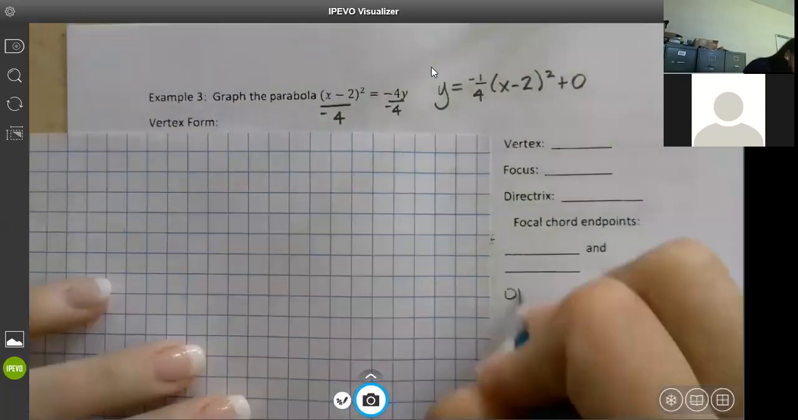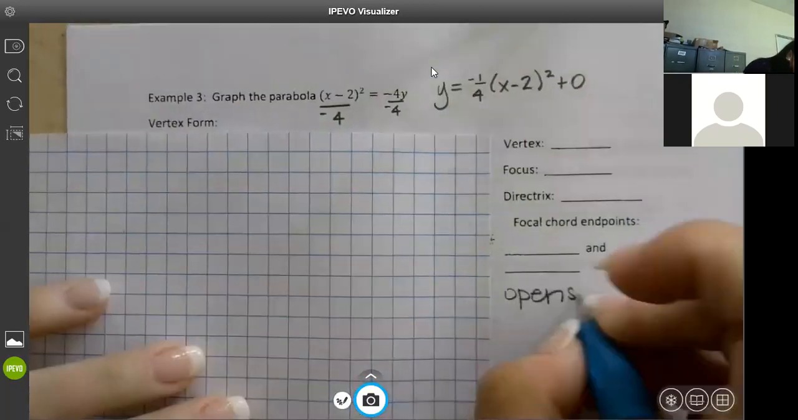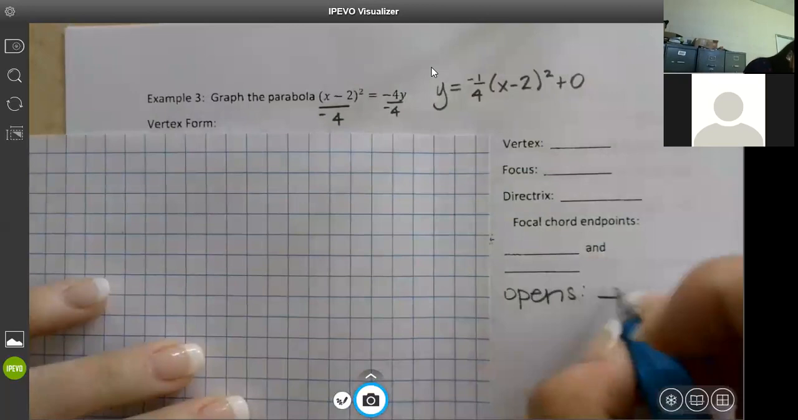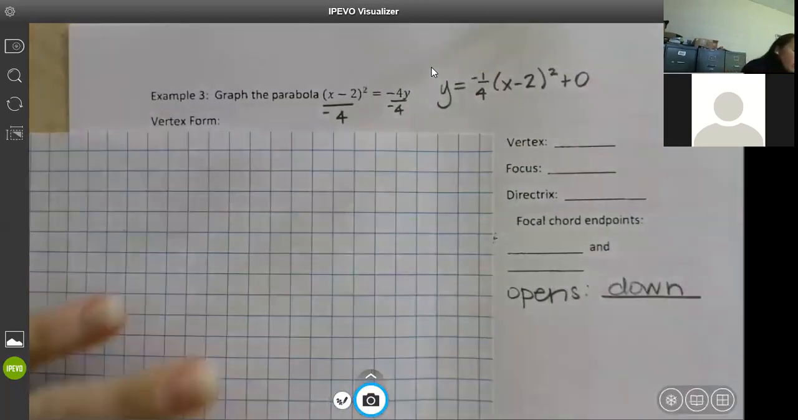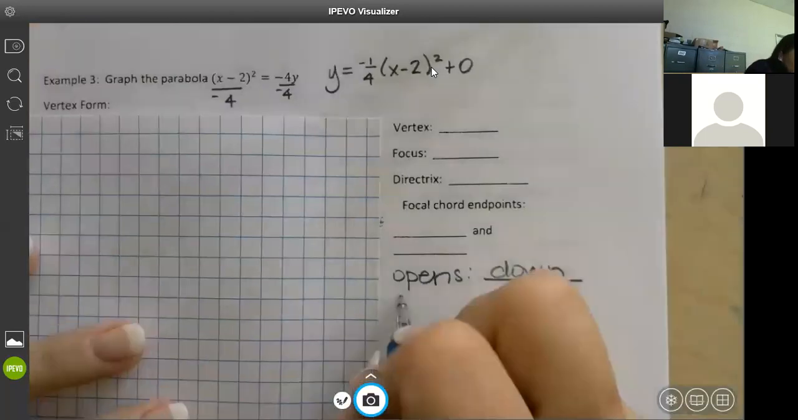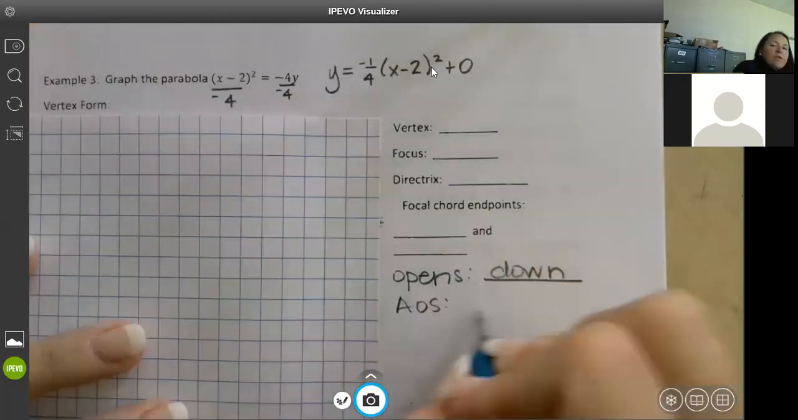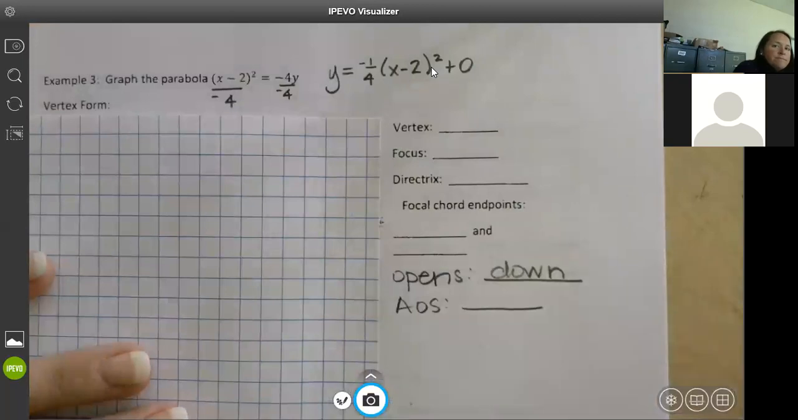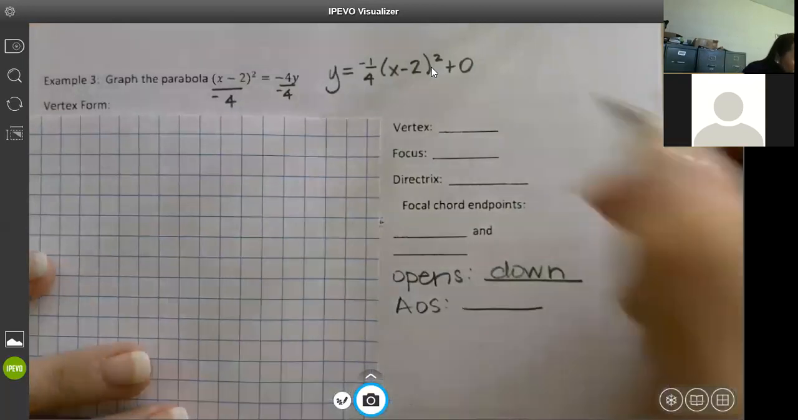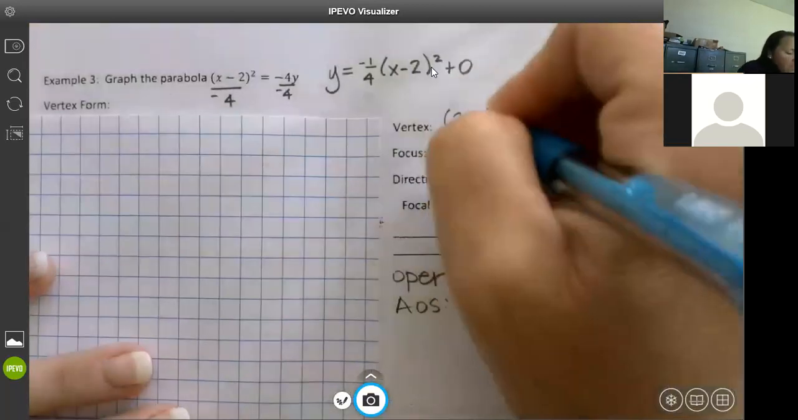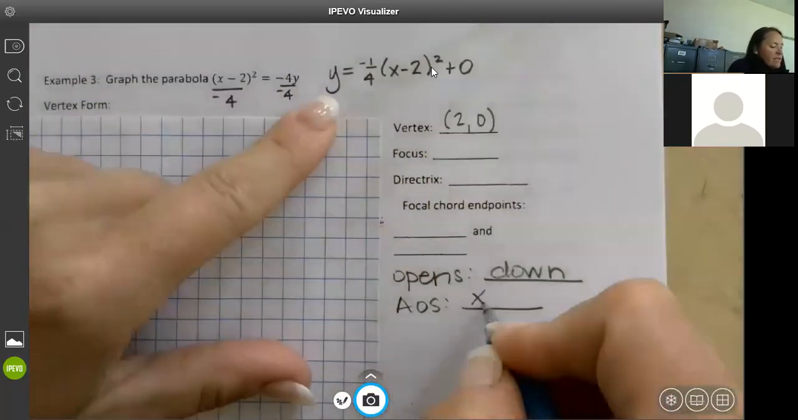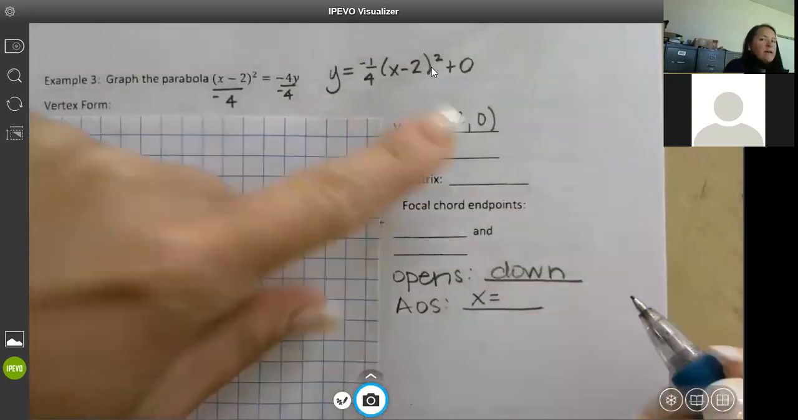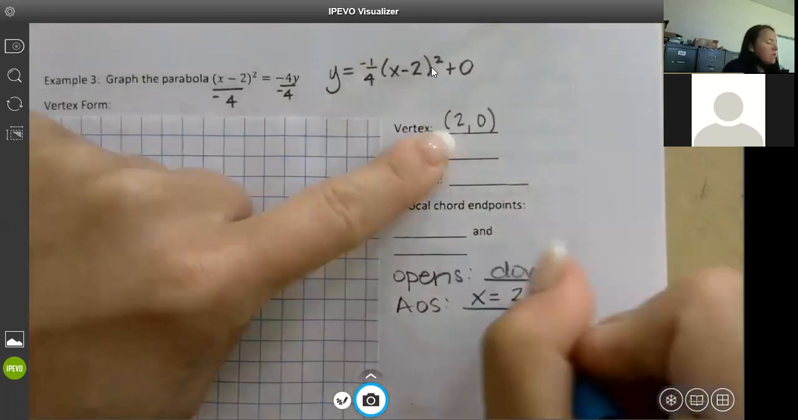Which way does this one open? Very good. It's y equals, so it's up or down, and since it's negative, it's going to open down. We'll talk about axis of symmetry in a second. What's your vertex? 2, 0. So your axis of symmetry, remember we have y equals here, so our axis of symmetry is x equals. And what is our x? 2. That's all you do.